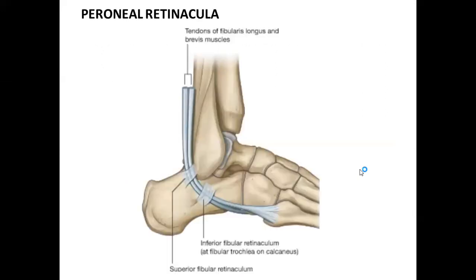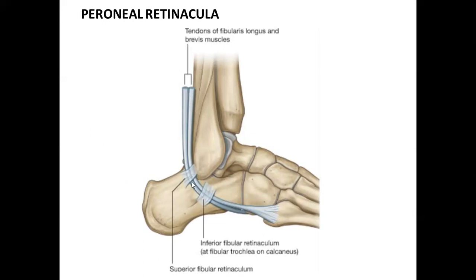ठीक है? Now, talking about the peroneal retinaculum. As you have seen, the retinaculum in different parts of the body, these are thickened bands of deep fascia. What do they do? They keep the tendons in place and they prevent their bowstringing action. Okay. So the peroneal retinaculum, there are two thick bands of deep fascia present on the lateral side of the ankle joint. And which muscles do they support? They support two muscles: the peroneus longus muscle and the peroneus brevis muscle.